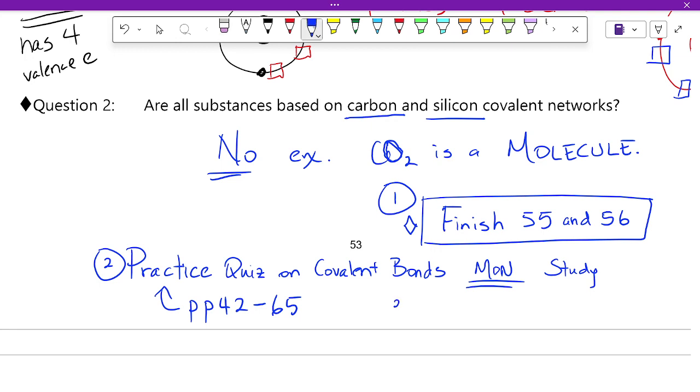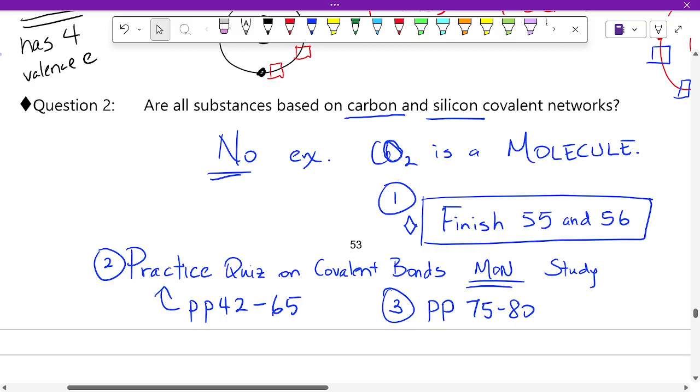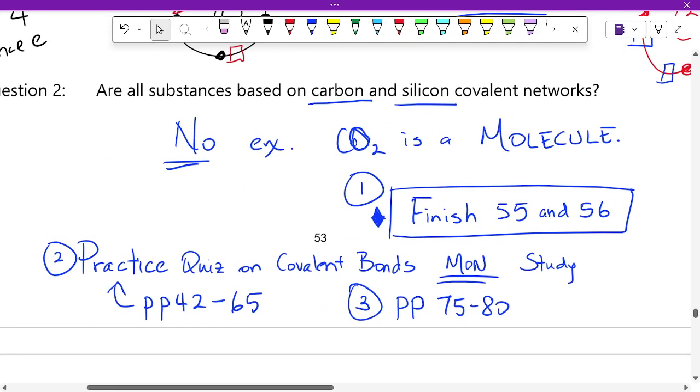And then number 3, pages 75 to 80, which you may or may not have done already. Yes, I know some people have. And number 1 is just enriched, so if you don't want to do that, you don't have to do number 1. You should be studying for your practice quiz on covalent bonds. And for 75 to 80, if you've already done it, that's great, you just don't need to do it. Okay?